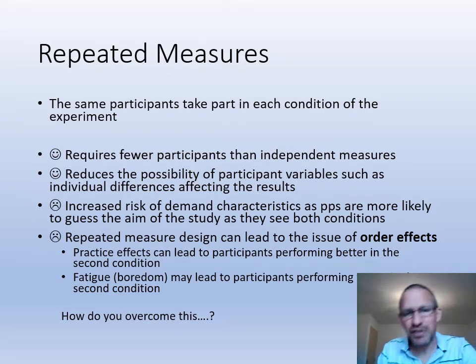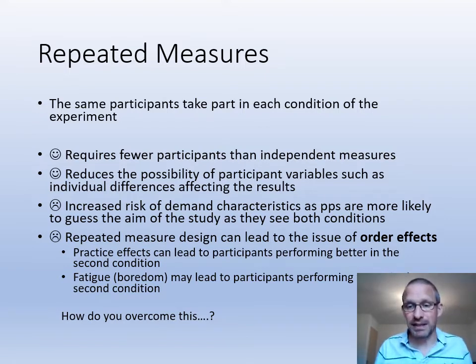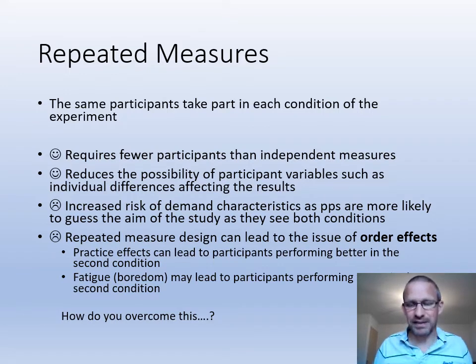So this reduces the risk of individual differences, participant variables, affecting the outcome of the study. If you've got different people doing your 2 conditions, there's a risk that there might be something about those people in one group that's different to the others.